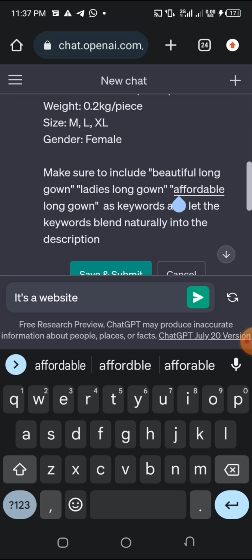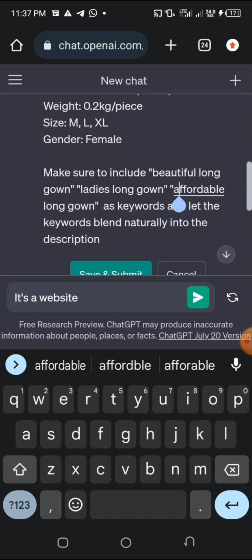Take note of them and write them down, and then you come to ChatGPT and tell it to write you a store description for your store, and to include those keywords that you have put there, and tell it that it should let it blend naturally with your description and allow it to write.